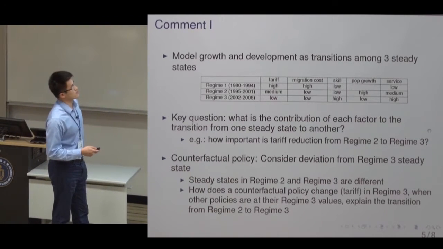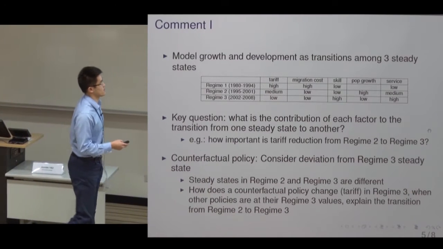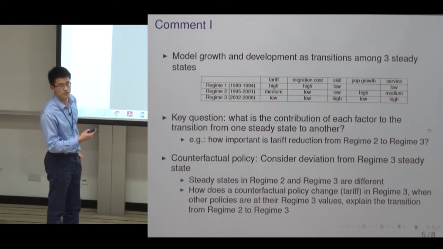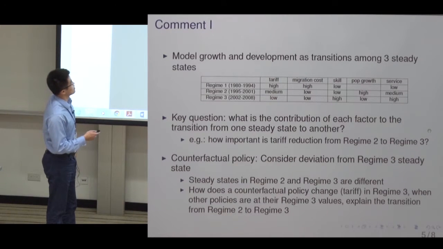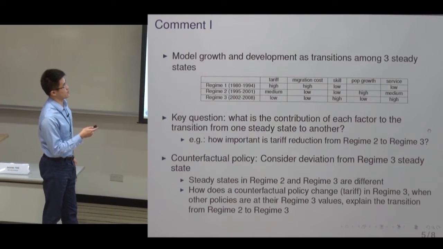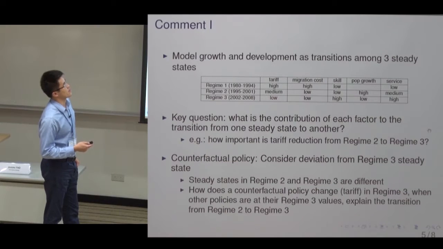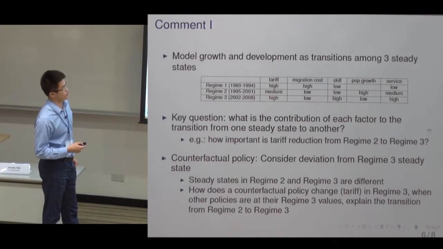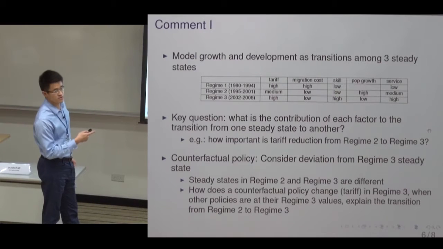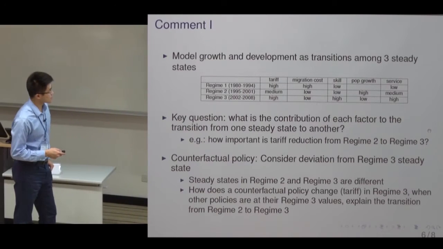So what the paper does, let's take the tariff reduction from regime 2 to regime 3 as an example. In regime 3, tariff is low. And what the paper does is, let's see what happens when we change the tariff to its regime 2 value. In regime 2, it's medium, and now let's change it to medium. I'm sorry, this is a typo here. I wrote it as high.